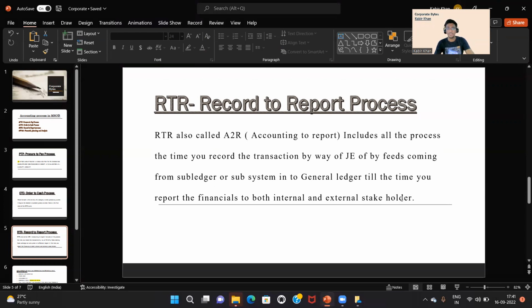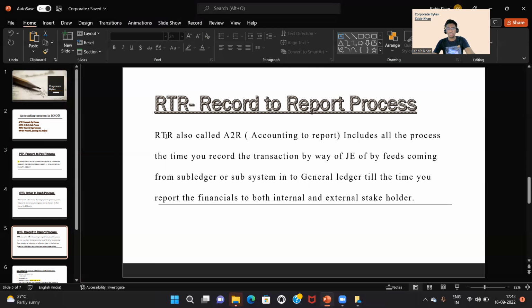Why am I saying that it plays an important role? Because if AP misses processing the invoices which are due in the current period, that will be captured by the record to report process team, and we will book an accrual for those invoices which are outstanding and not been paid, and which they missed recording into the systems. So the record to report process plays a significant role.